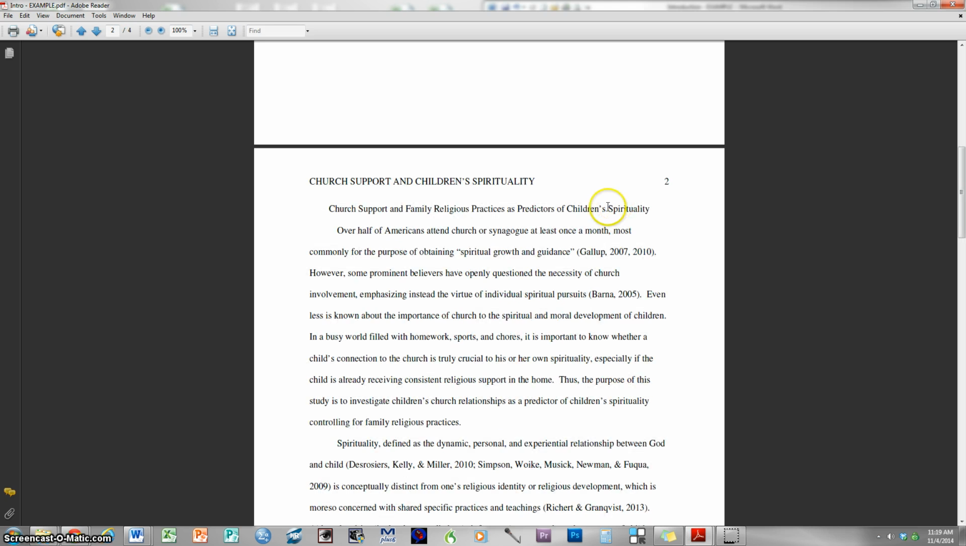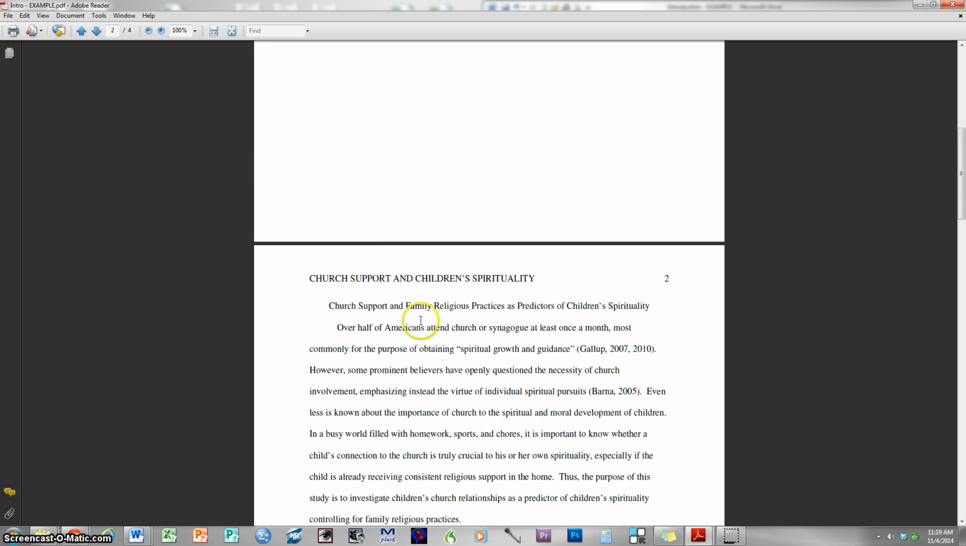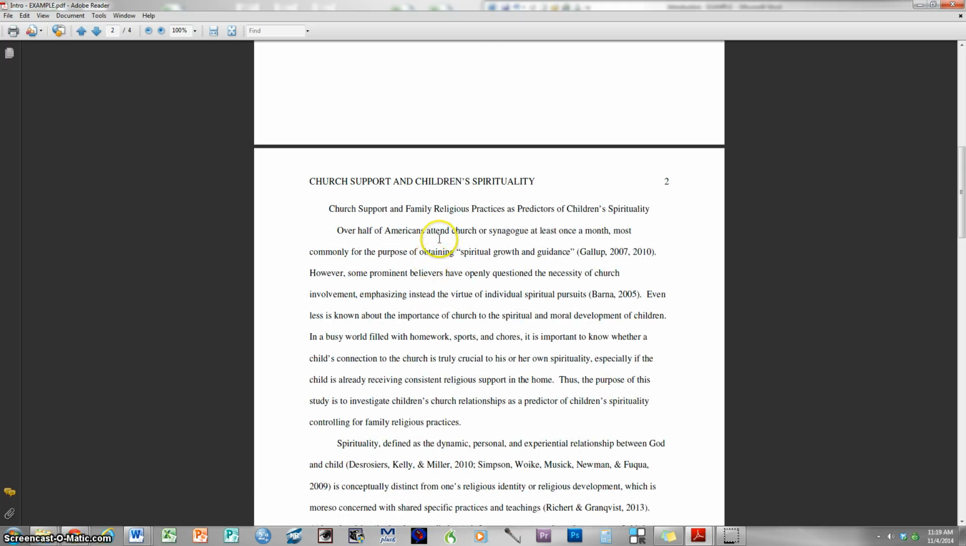Sometimes people will change their title and forget to change it in one place or the other. So they change it here and not there, or vice versa. It should be the same title. It is not in bold, and this takes the place of the word introduction. So do not include the word introduction on your introduction, just the title.